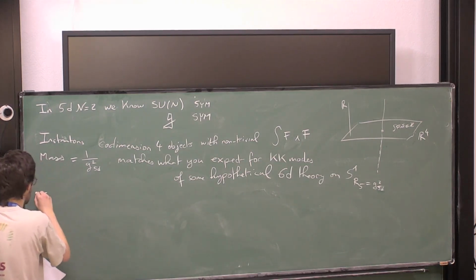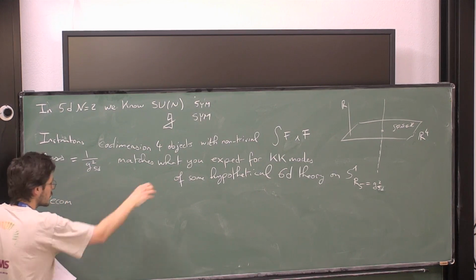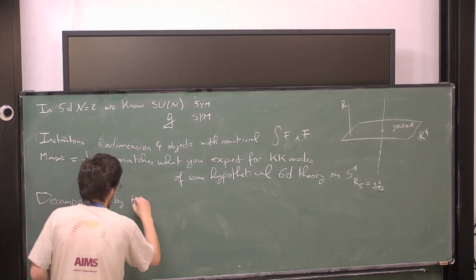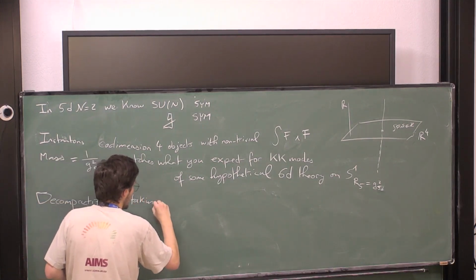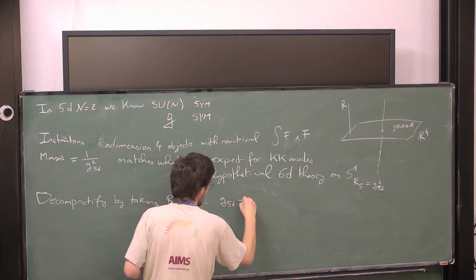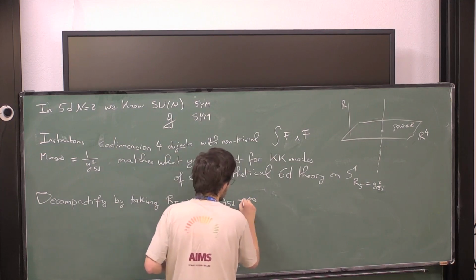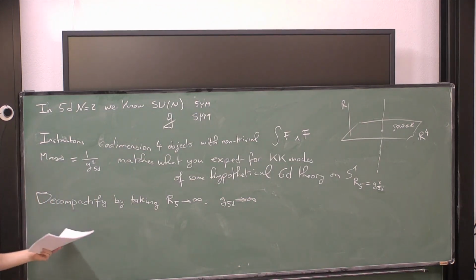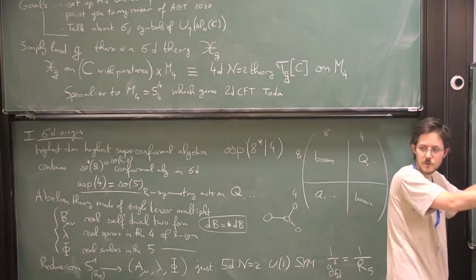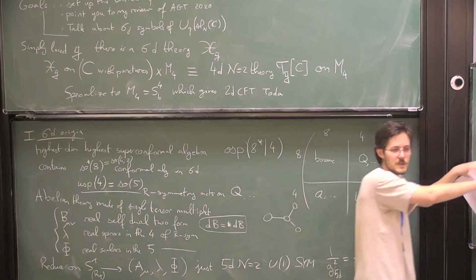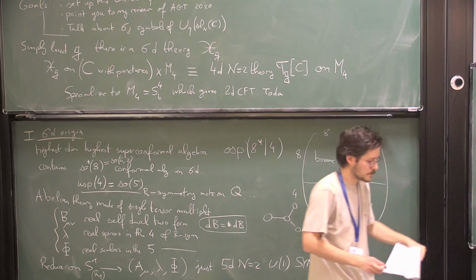And if you want to decompactify, to get rid of the reduction on a circle, you want to take the radius to infinity, which means g_5D to infinity, which is a strongly coupled limit. Of course, very difficult to analyze. So this is not a very helpful definition in full generality, but in some cases it's going to be enough to understand various reductions of your 6D theory to lower dimensional spaces. As soon as you have a circle, you know that this part of the story is going to be controlled by 5D N=2 super Yang-Mills.